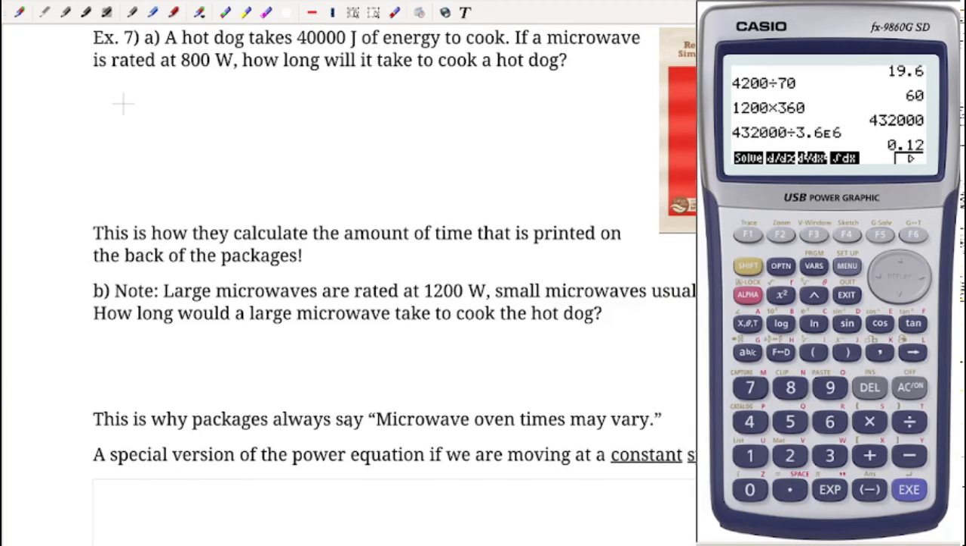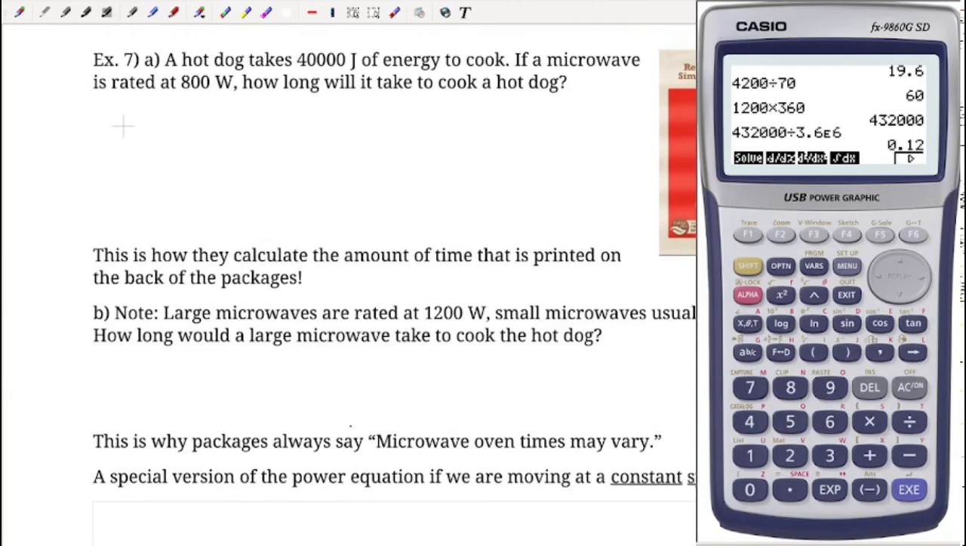A hot dog takes 40,000 joules of energy to cook. So here I'm looking at energy. This is my work. If a microwave is rated at 800 watts, there's power. How long, looking for time, will it take to cook a hot dog? So I've got power, work, time.